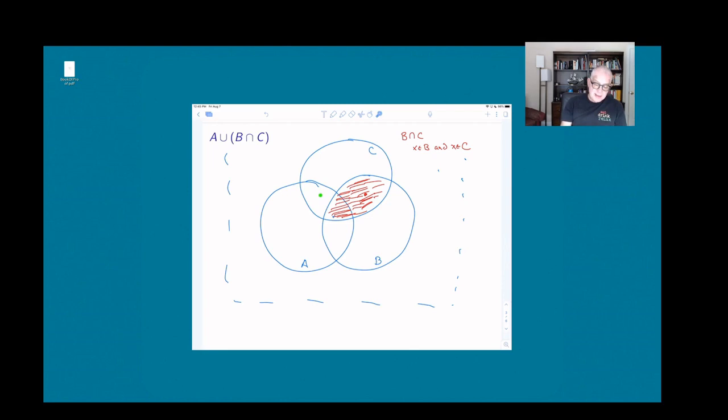Now let's add A union that. So when you take the union, A union B intersect C means X is in A or X is in B intersect C. So we need to add to our picture everything which is in A or in B intersect C. So we've already drawn B intersect C. But if we want to include everything which is in A, we have to include the whole circle for A, because everything that's in A is in A union B intersect C. So we get this funny looking picture here. It has all of A, and then it has this part sticking out that comes from B intersect C.